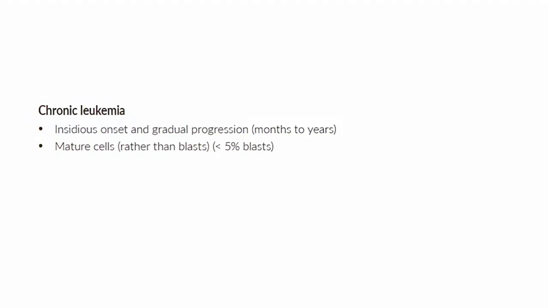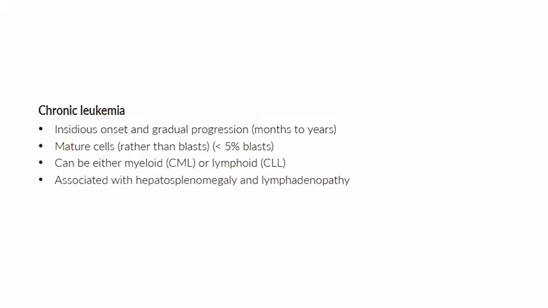It's not perfectly accurate pathophysiologically, but it's conceptually pretty easy to grasp. And again, if you see mature myelocytes, that's chronic myelogenous leukemia, or CML. If you see mature lymphocytes, that's chronic lymphocytic leukemia, or CLL. So chronic leukemias can be associated with hepatosplenomegaly and lymphadenopathy.